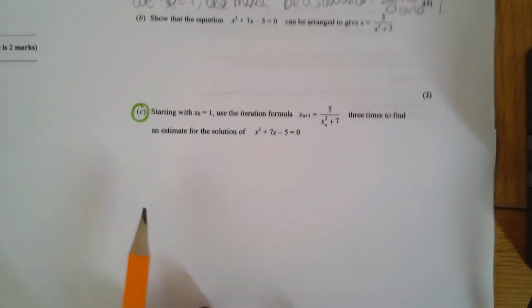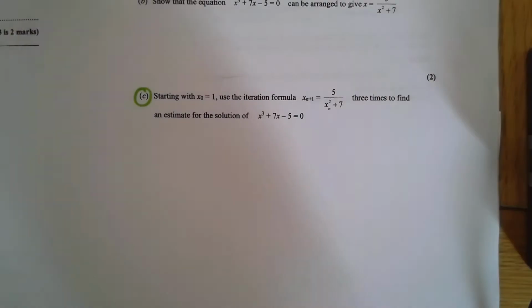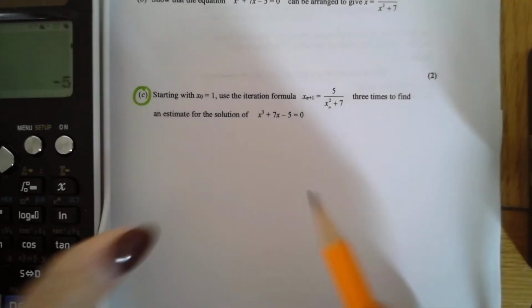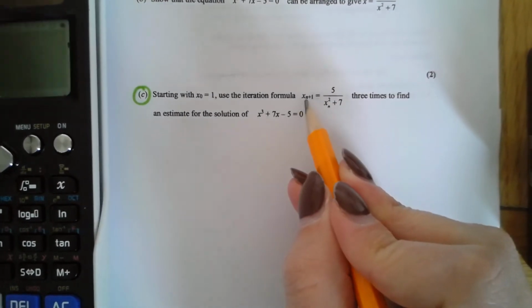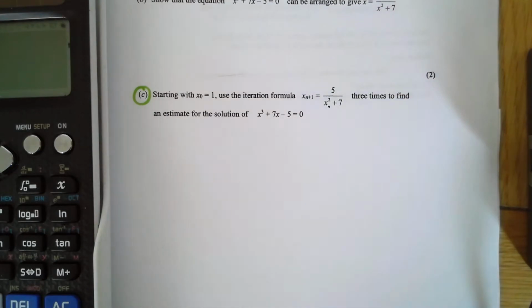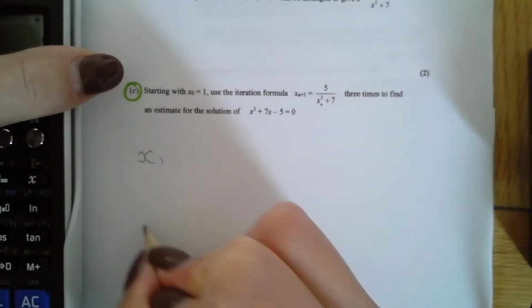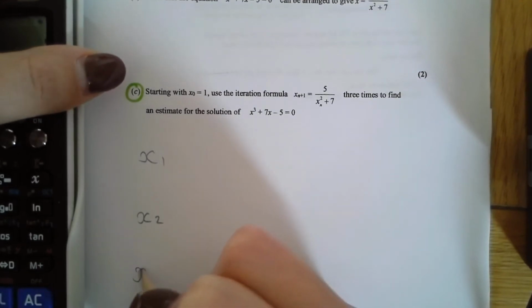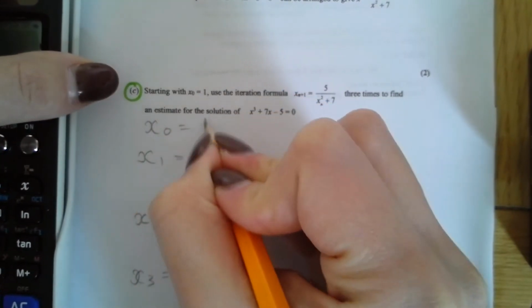Okay, everyone seemed relatively okay with B. Nobody asked to go through C, but we need it for part D that somebody went through, so I'm going to go through part C. So starting with x0 is 1, use the iterative formula x of n plus 1 equals 5 over x of n squared plus 7, 3 times. So we want to find x1, x2 and x3, and we've already been given x0.